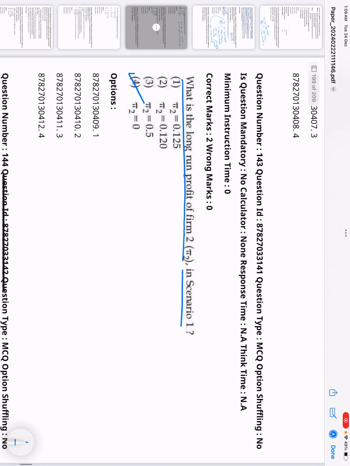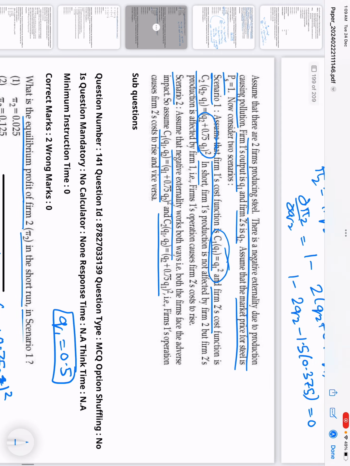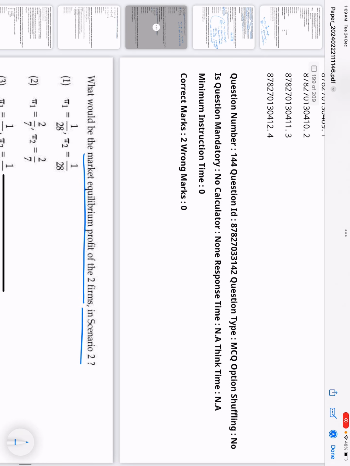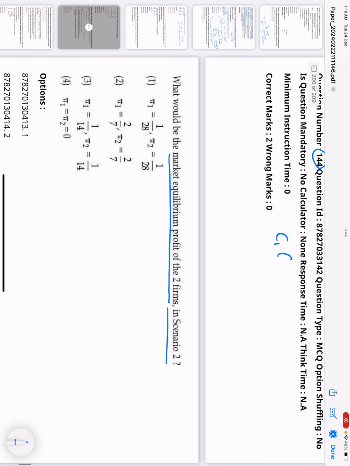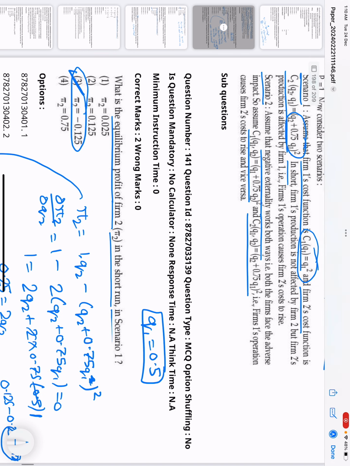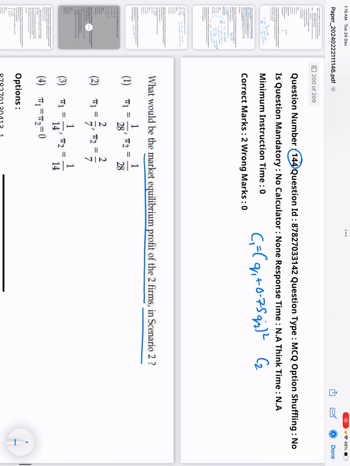Now, the fourth part, the scenario. So, this is question 144. The scenario has changed now. Now, the cost function is, the PDF is being saved. Okay, now the cost function is C1 is Q1 plus 0.75 Q2 square. I'll just verify it once. C1 is Q1 plus 0.75 Q2 square. C2 is Q2 plus 0.75 Q1 square.